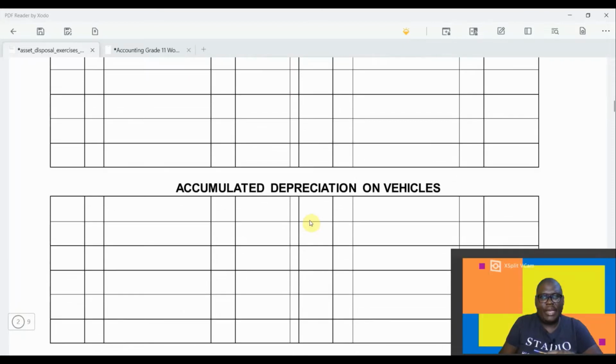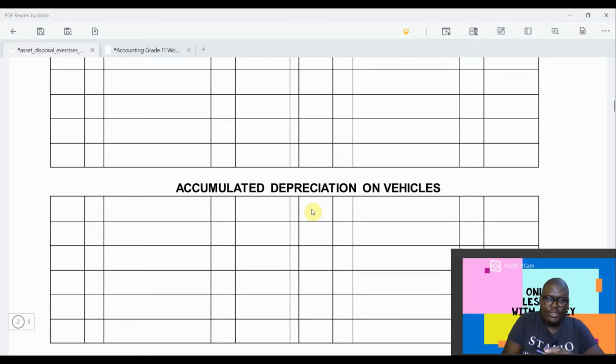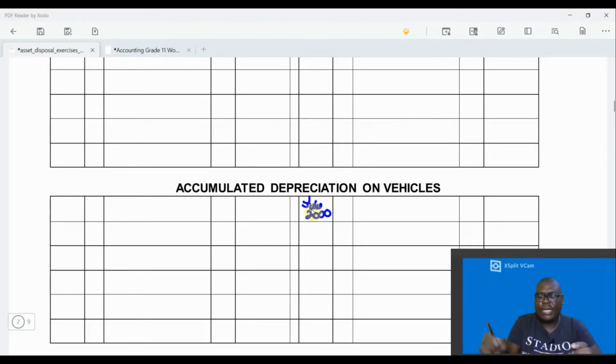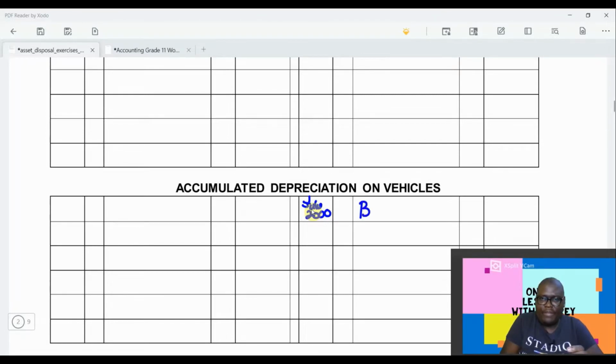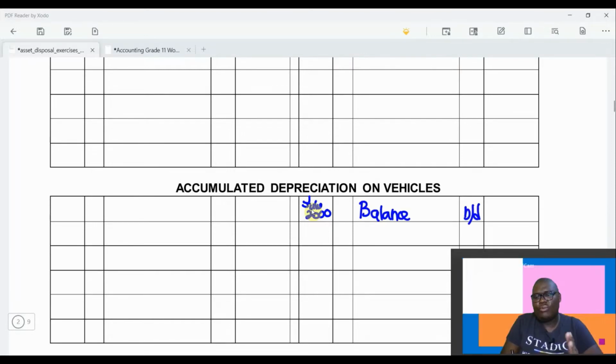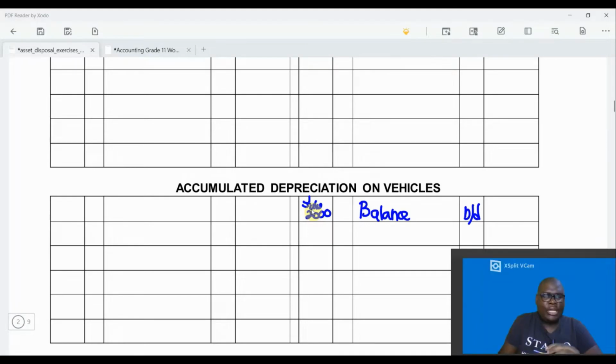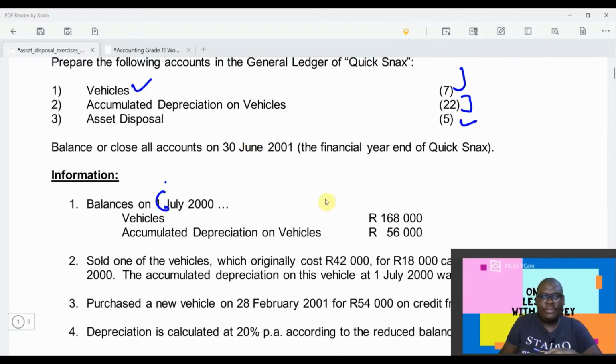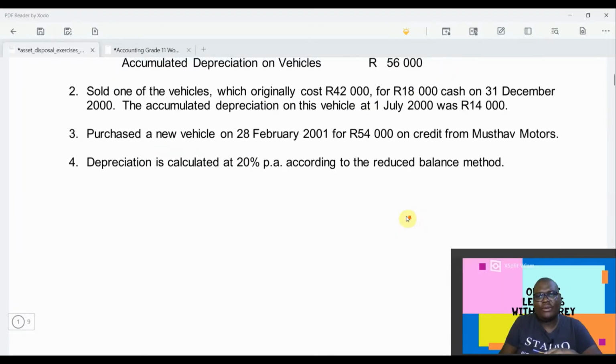And we're also going to come here. We know that it's supposed to be 1 July 2000. We must remember that accumulated depreciation has a credit balance, so it will be on the credit side. So here we're going to have balance brought down. This can also be called brought forward. Okay, and then the balance brought down on that accumulated depreciation on vehicles is 56,000.